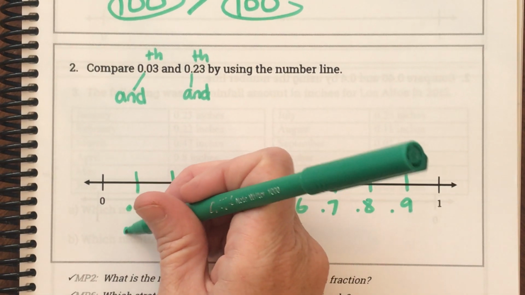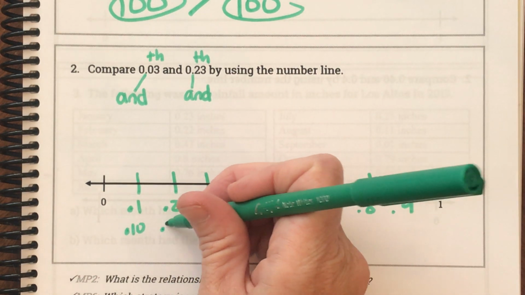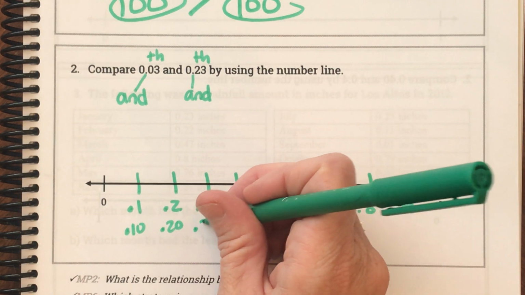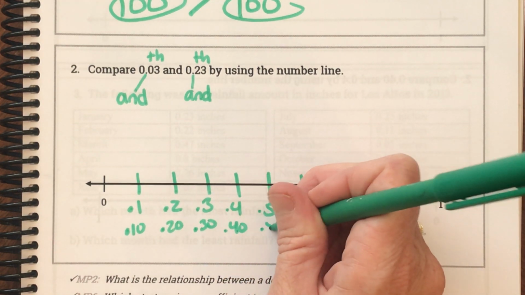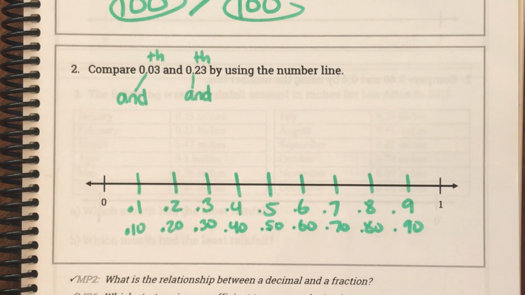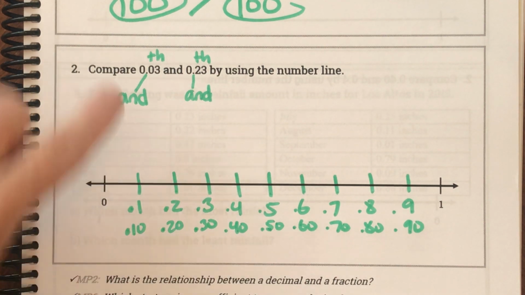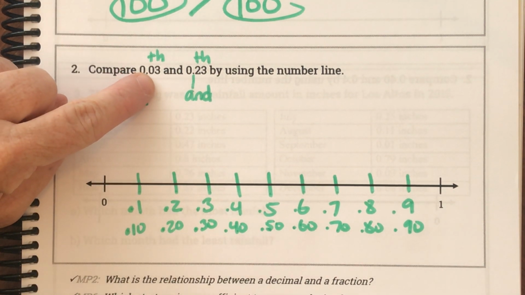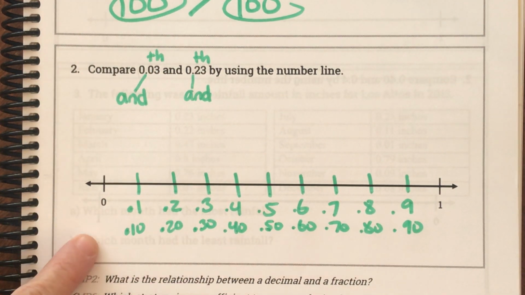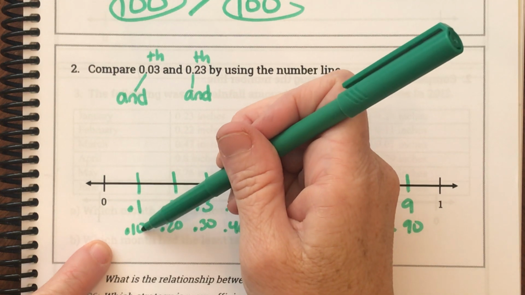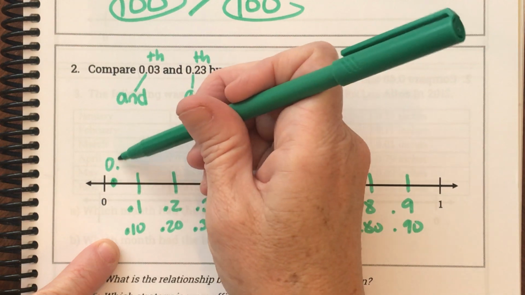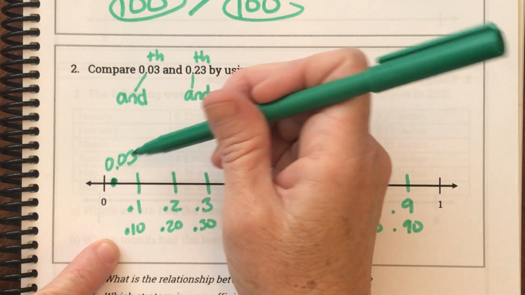Okay, but what have we learned? That 1 tenth is the same as 10 hundredths. 2 tenths is the same as 20 hundredths. 3 tenths is the same as 30 hundredths, and we could go on and fill out the rest of our number line. Okay, so where should we put these? This says 0 and 3 hundredths. So not 3 tenths, it's 3 hundredths. So it's less than 10 hundredths. It's going to be about here, friends. That's about where it's going to go, right here.